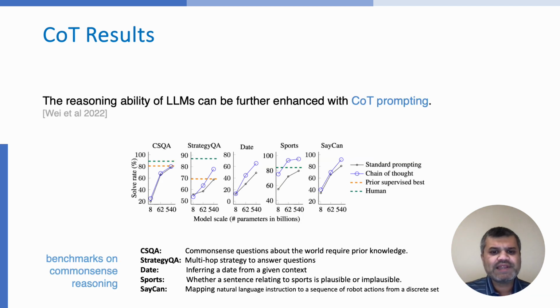If we see empirically, chain of thought prompting increased the result significantly. For example, here in the center, we have a data set where we want to infer a date from the given context. We can see that by just chain of thought prompting, by giving some examples with intermediate steps or asking the model to produce the intermediate steps, we can suddenly increase the performance drastically over standard prompting.